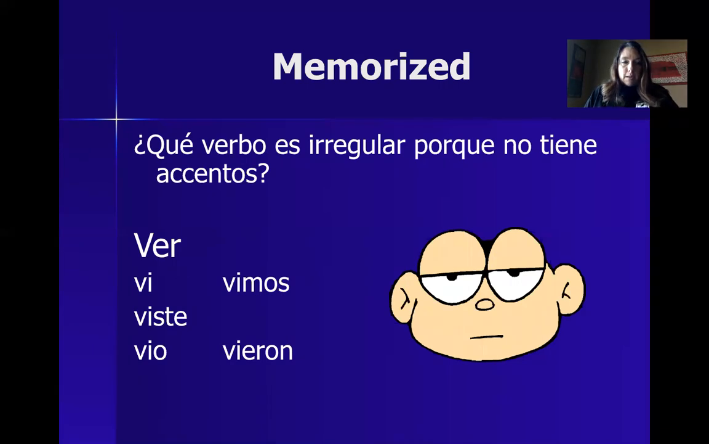So if you notice it, all we have to know is ver looks a lot like you would expect it to. It has some different endings, but we're just going to memorize this verb. Vi, viste, vio, vimos, vieron. Now remember, if we're talking more like with our actual Hispanic accent, or how Miss Erky sometimes does in class, vi, viste, vio, vimos, vieron.